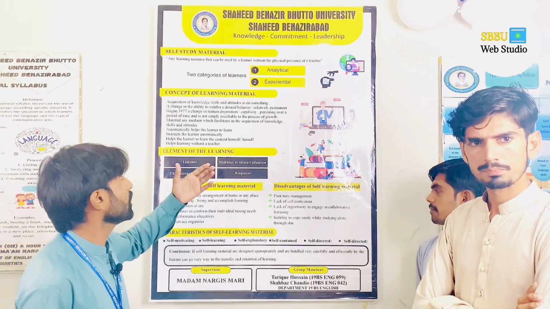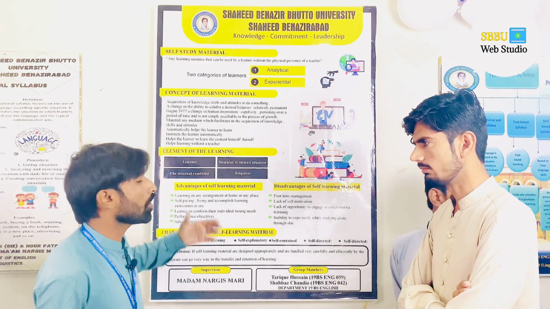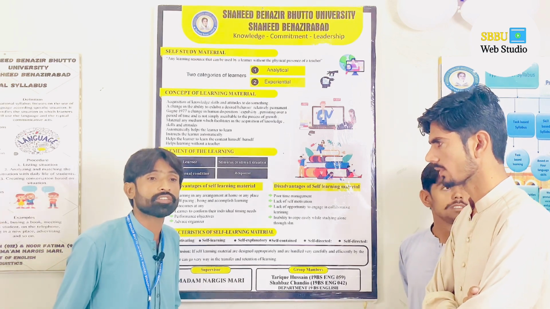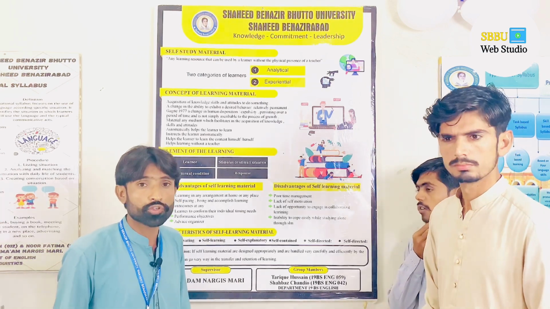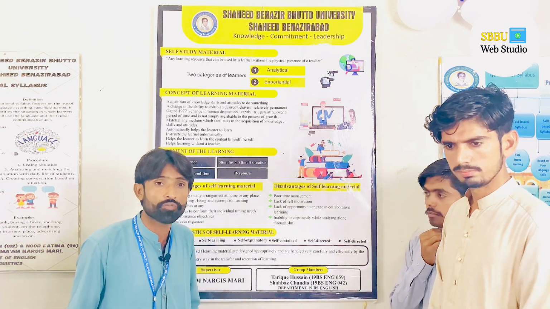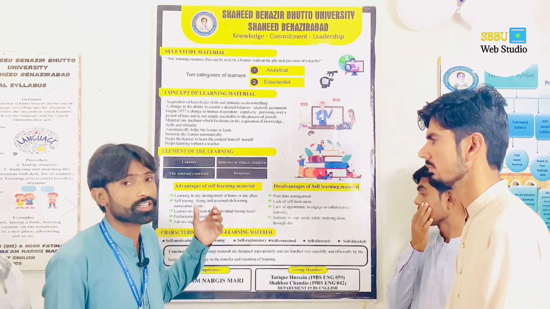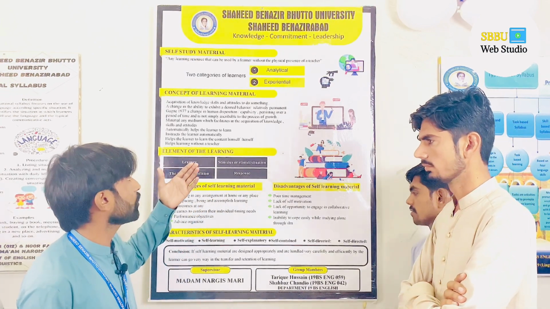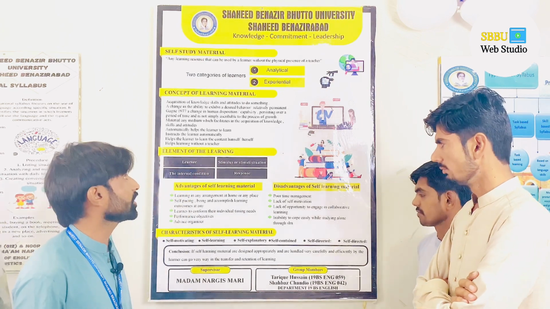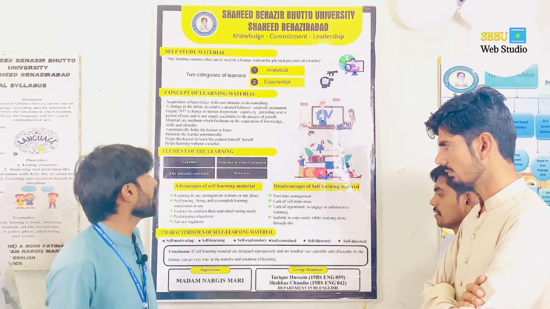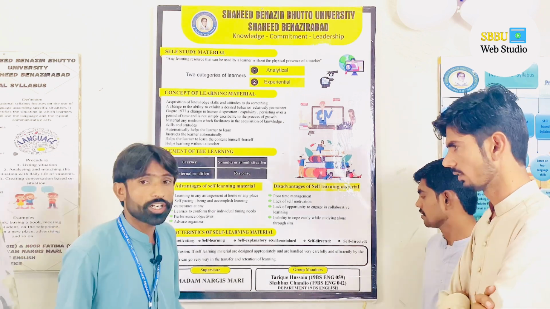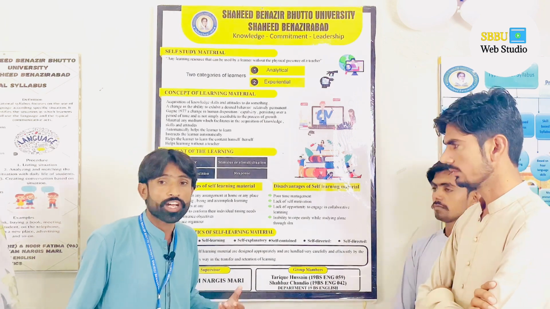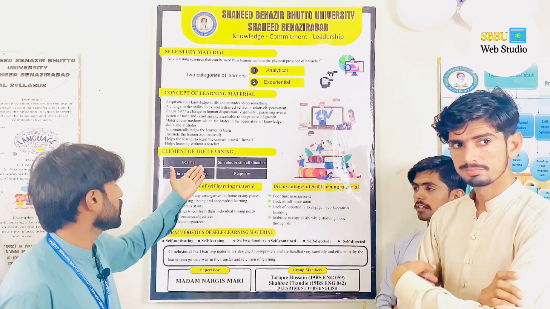This is all about self-learning materials, that is, how to study. For example, some students learn through a website, some students learn through YouTube, some students learn through audio and video. This is all about self-study materials. Here are two types of learners, analytical and experiential, and this is the concept of learning material: acquisition of knowledge, skills, and attitude to do something. Knowledge means what one needs to have, and then skill, and then attitudes.